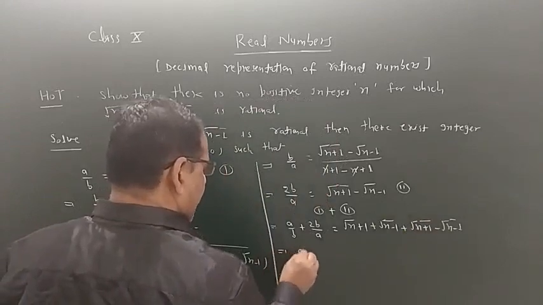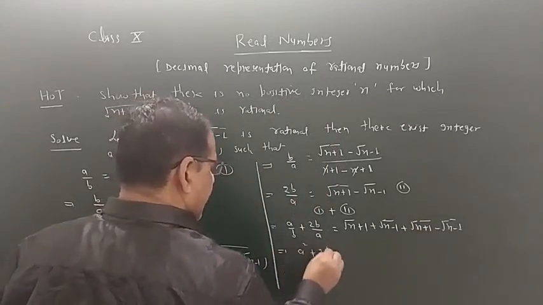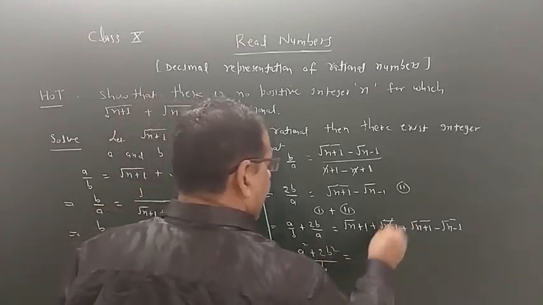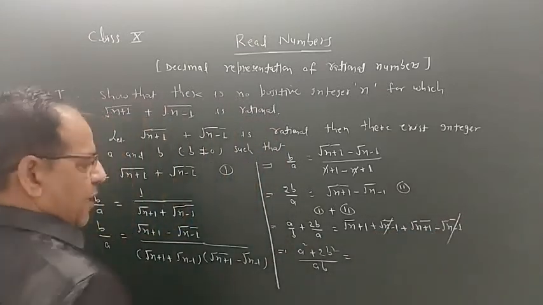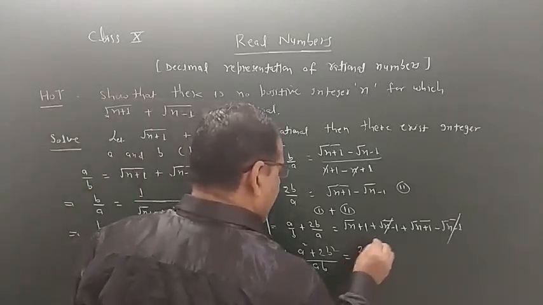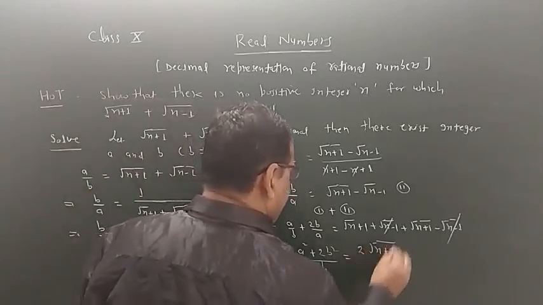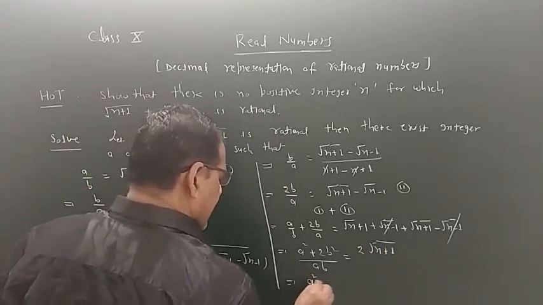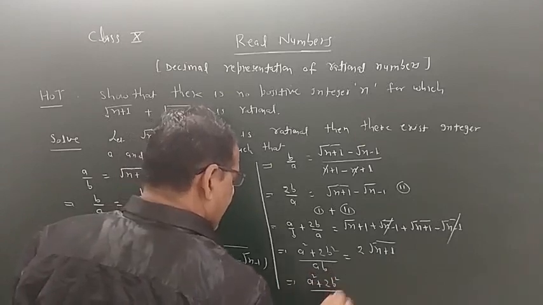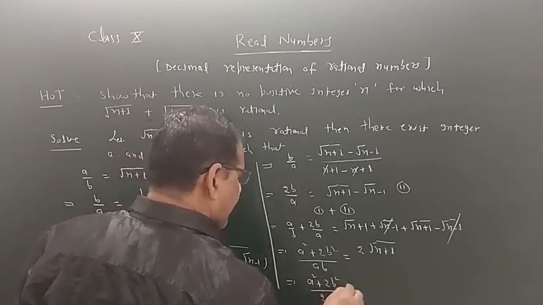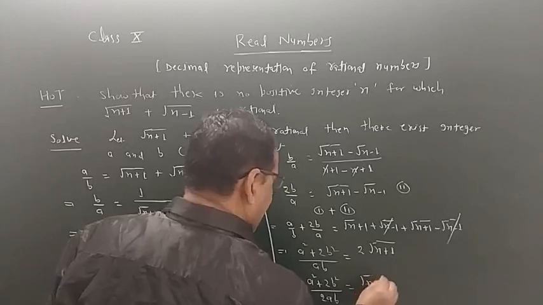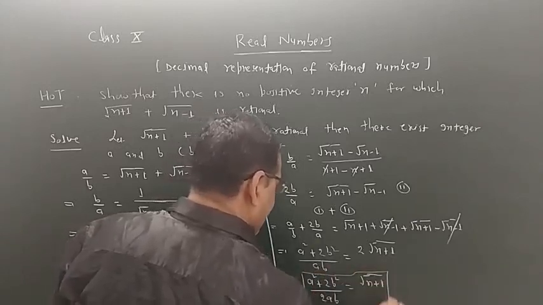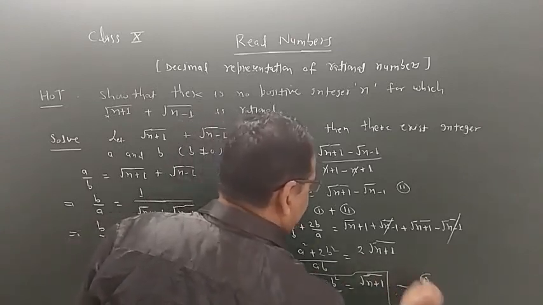After LCM we have a square plus 2b square upon ab equal to under root n minus 1, under root n minus 1 cancel out. So we have twice of under root n plus 1. This can be expressed as a square plus 2b square upon 2ab equal to under root n plus 1. This equation can be assumed as equation number A.